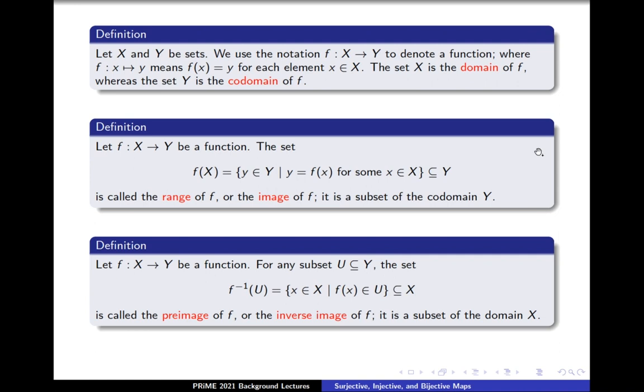Again, take f from capital X to capital Y, a function. For any subset u in Y, the set f inverse of u is defined to be the set of little x in capital X, such that f of little x lands in u. This is a subset of the domain capital X. It is called the preimage of f or the inverse image of f. Note that f inverse is not itself a function.